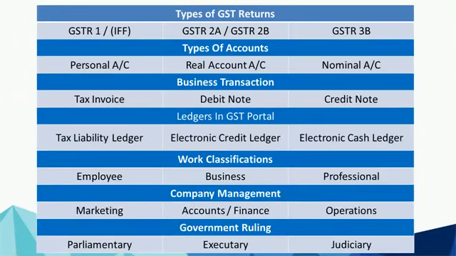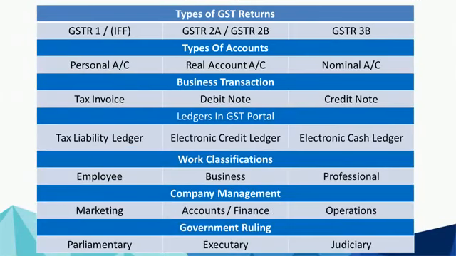Now let me explain the types of GST returns: GSTR-1, GSTR-2 and GSTR-3B. Types of accounts: personal account, real account and nominal account. Business transactions: tax invoice, debit note and credit note. Ledgers in GST portal: tax liability ledger, electronic credit ledger and electronic cash ledger. Work classifications: employee, business and professional. Company management: marketing, accounts or finance, operations.